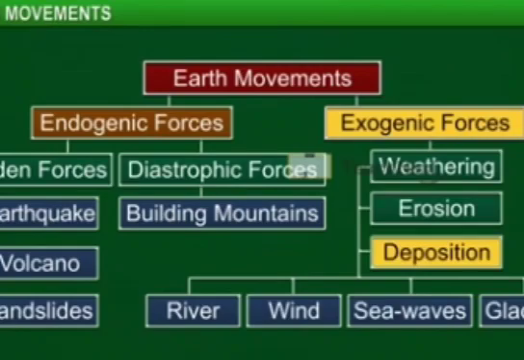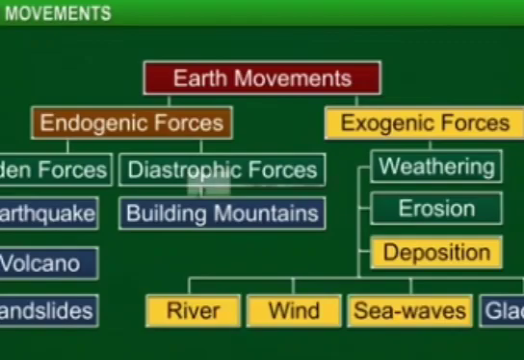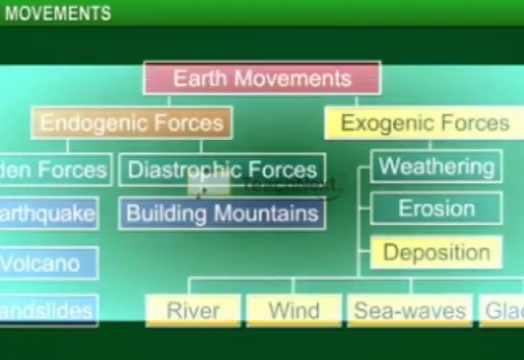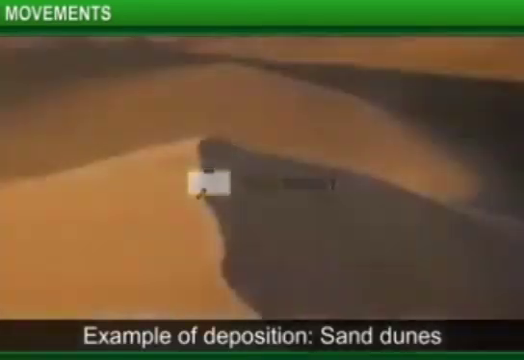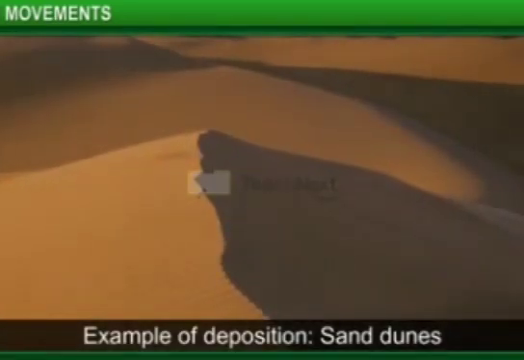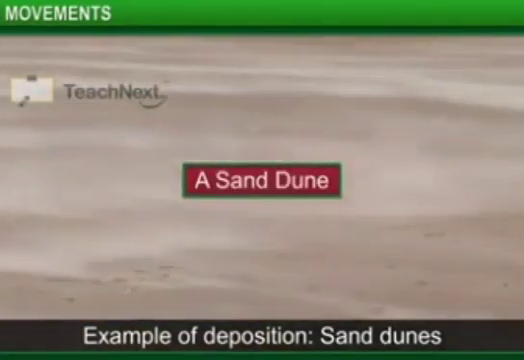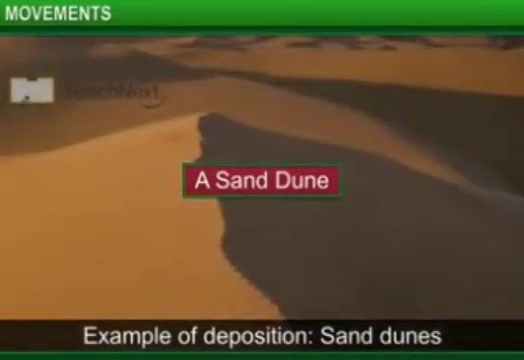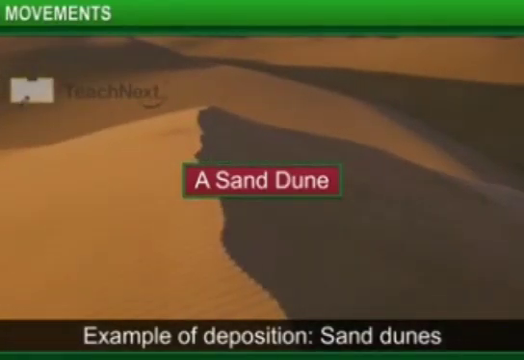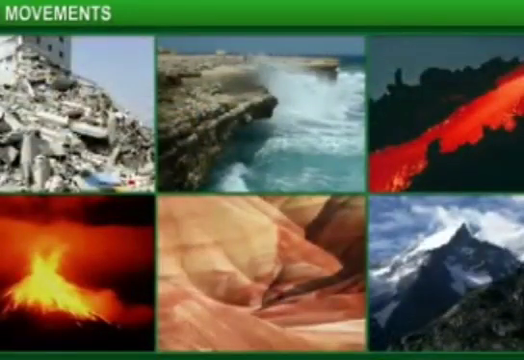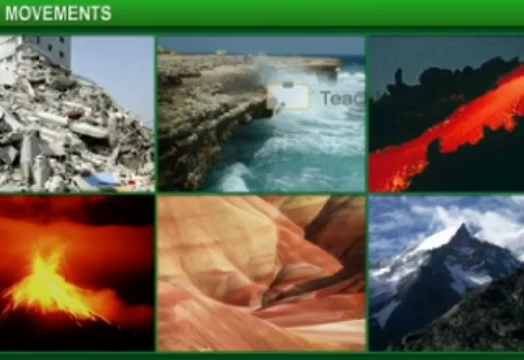Deposition is also caused by natural agents like wind, water, and glaciers. Sand dunes in deserts are the most common example of deposition. A sand dune is formed when wind blows sand away from one place and deposits its load in another place. You will learn more about the results of various endogenic and exogenic forces and movements in the next modules.